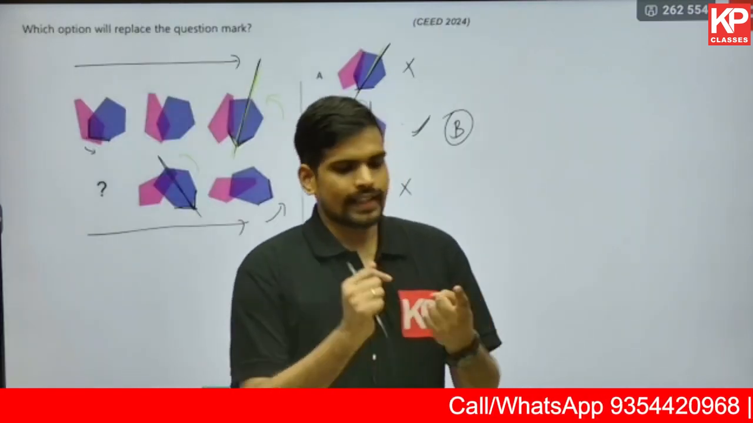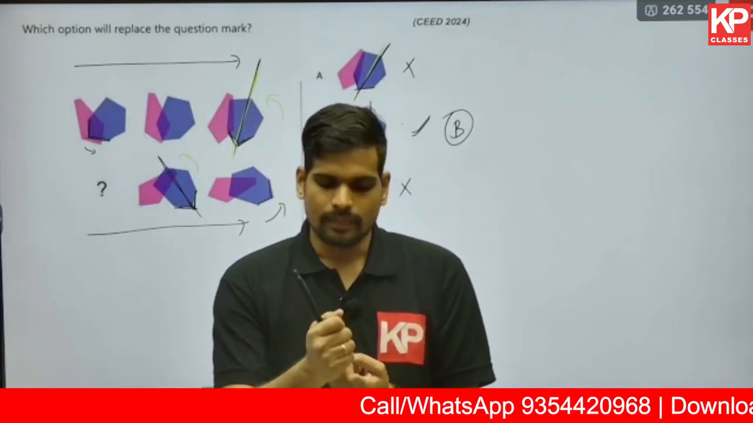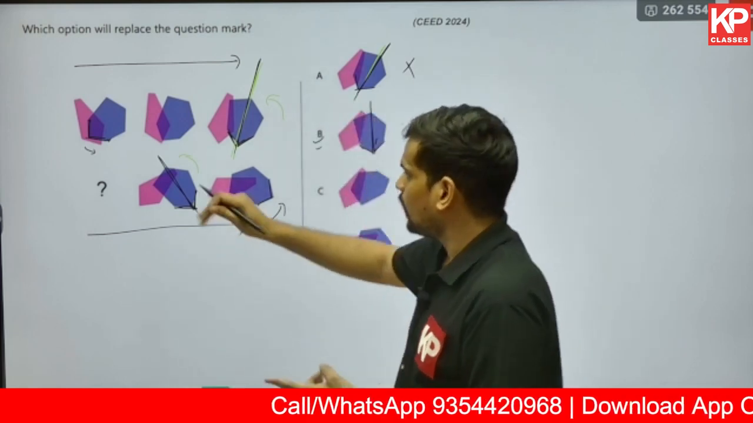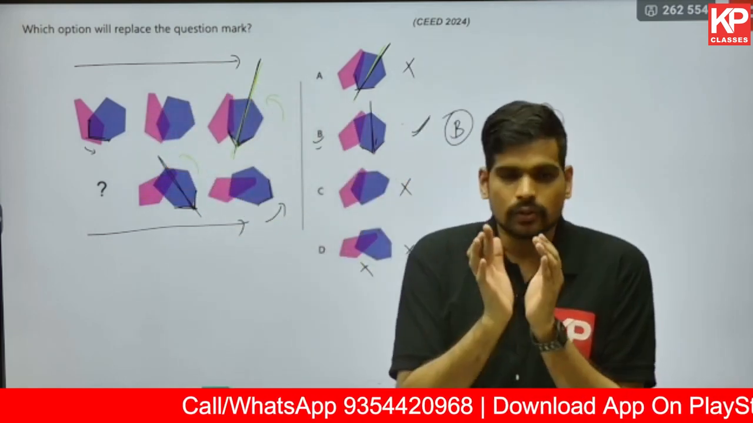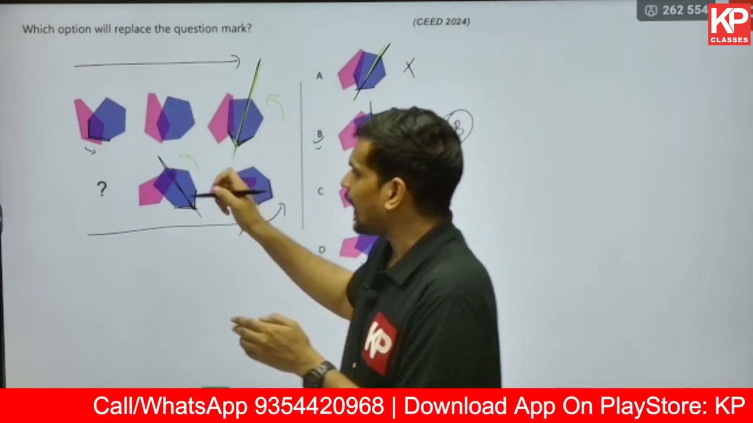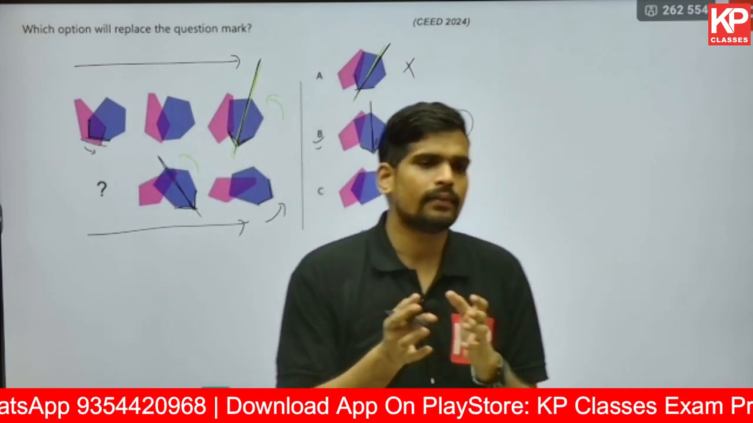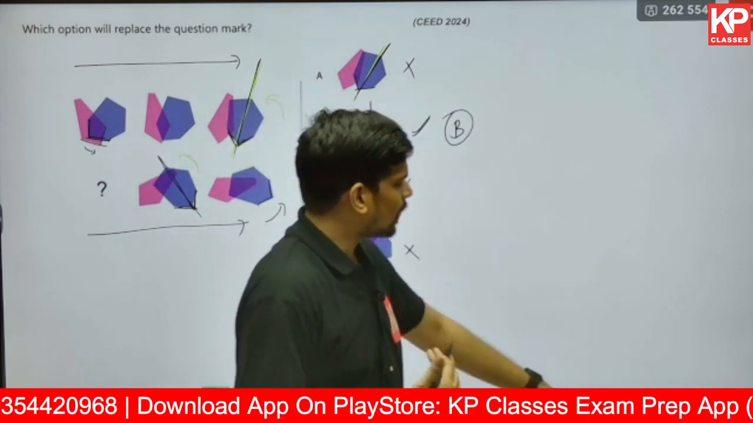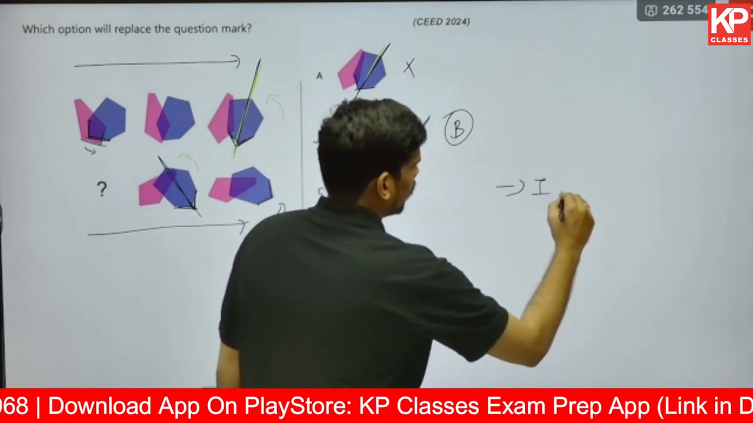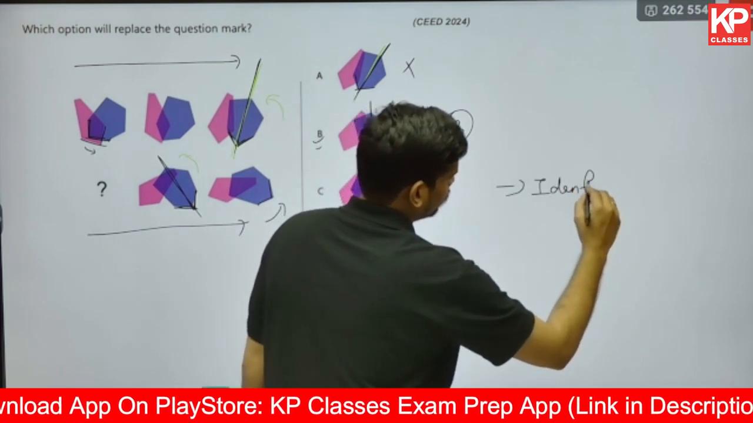So work on these techniques. Elimination approach, that's number one. Number two, observe the given sequence and look into identifiable features, like I have taken the vertex with two sides of the same length. So always look for identifiable features. These are some tricks which can help you.